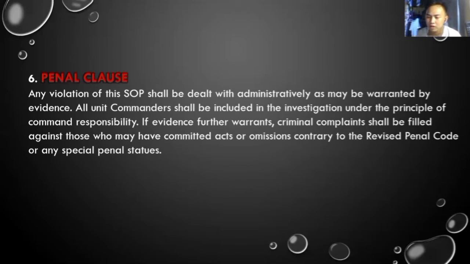Kung paano natin nagagawa yung police blotter, administratively as warranted by evidence. Ito yung isa sa matibay na ebidensya.